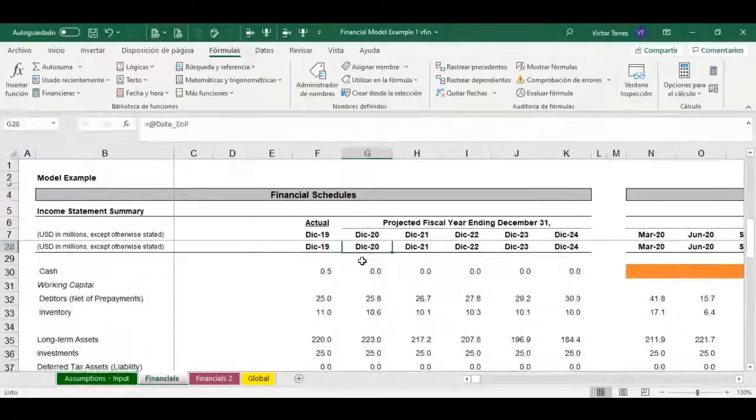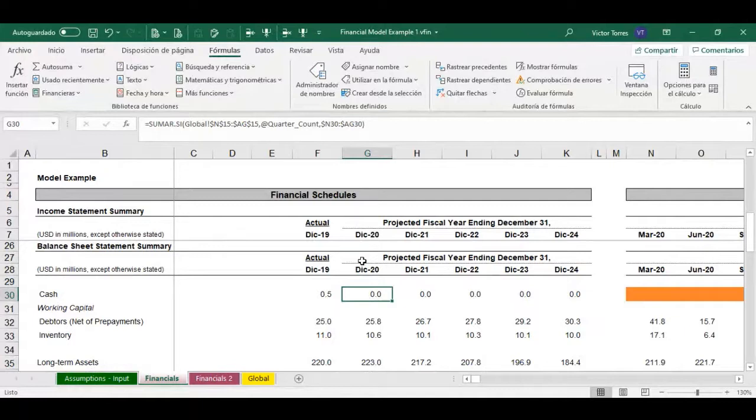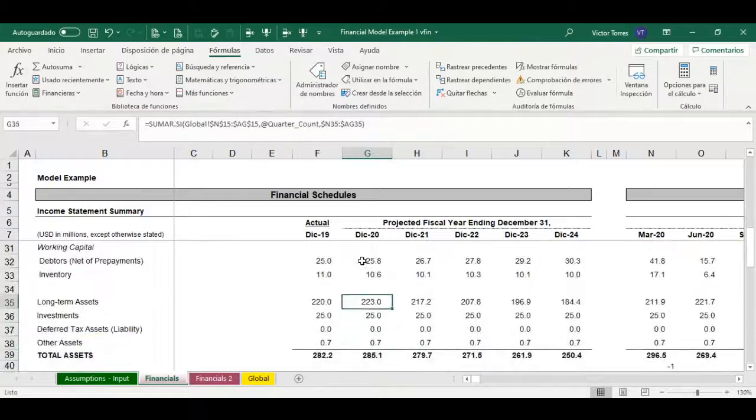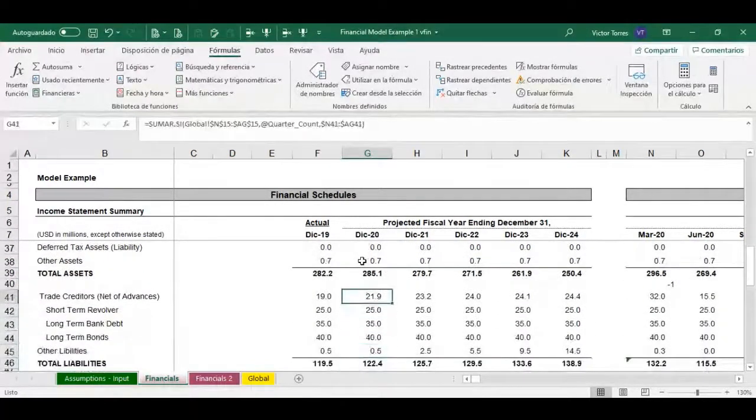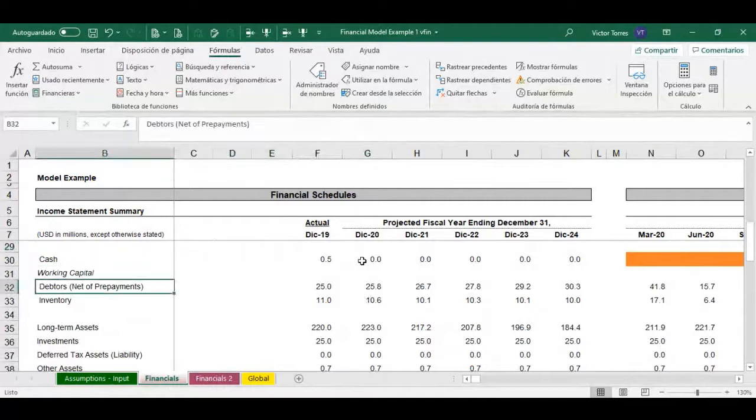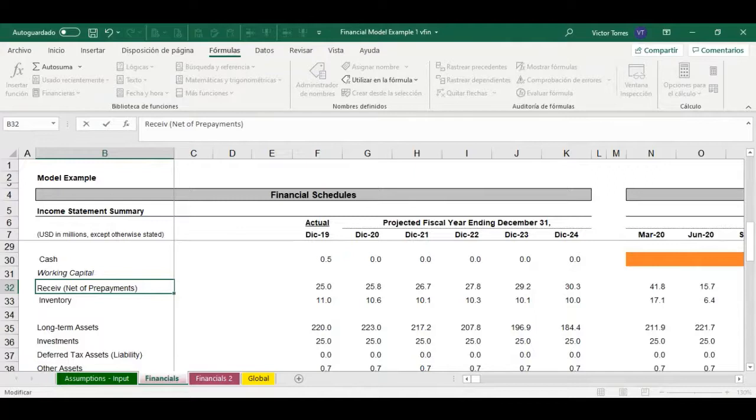I have put a typical balance, by the way, with cash flow, debtors that we're going to have here, accounts receivable as a whole, inventory, long-term assets, investment, deferred assets. So this should be better rephrased as receivables more than debtors before coming out.